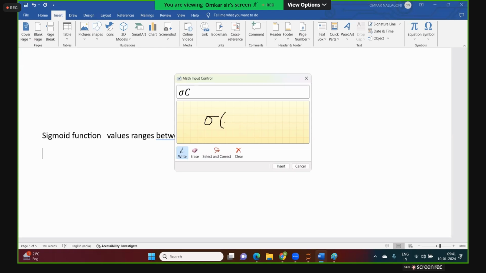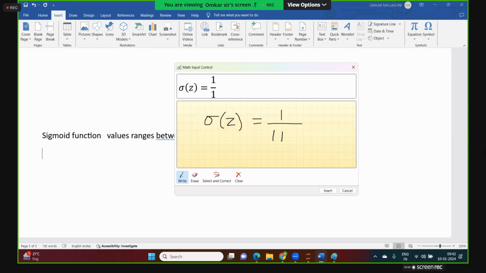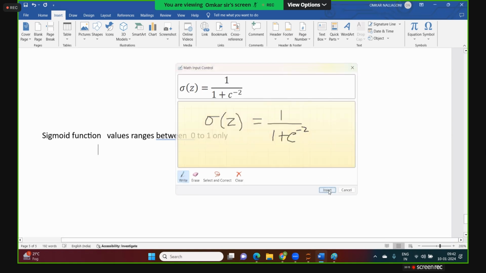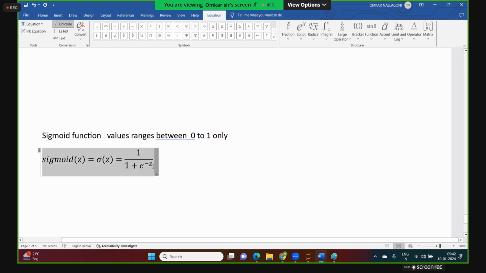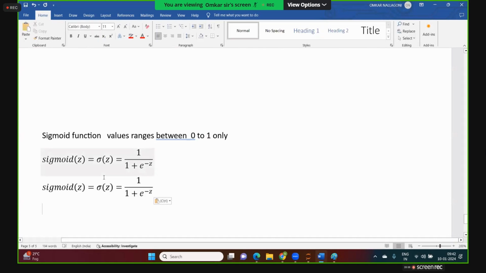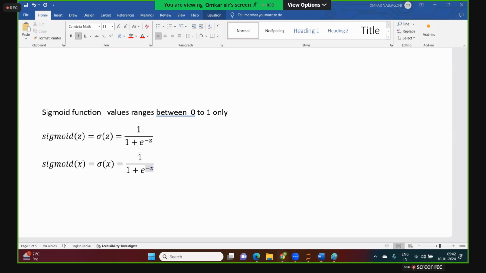Sigmoid of Z, it will be noted down like this. Sigma of Z is equal to 1 by 1 plus e power minus Z. If we want to write X, this is called sigmoid of X, that is, sigma of X. The sigmoid graph looks like an S.